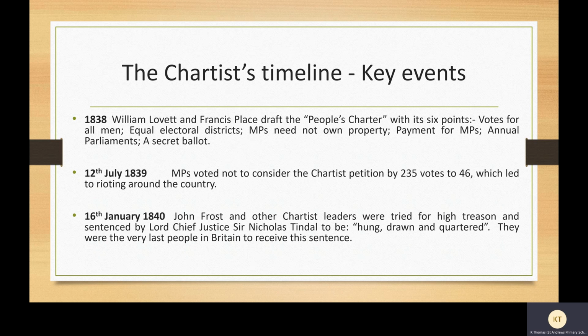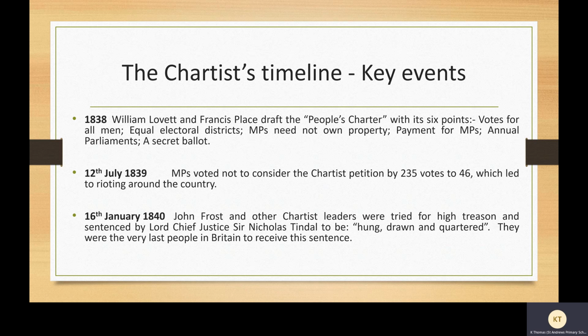1838. William Lovett and Francis Place draft the People's Charter with its 6 points. Votes for all men, equal electoral districts, MPs need not own property, payment for MPs, annual parliaments, and a secret ballot.